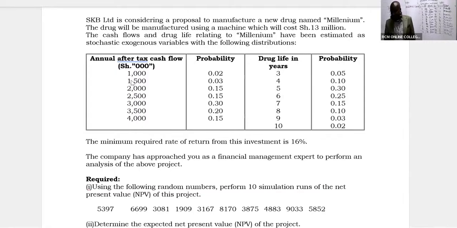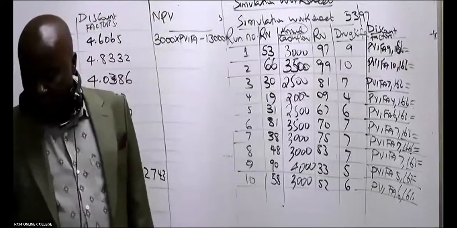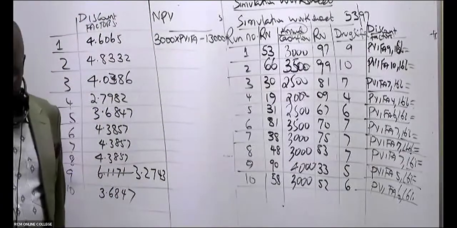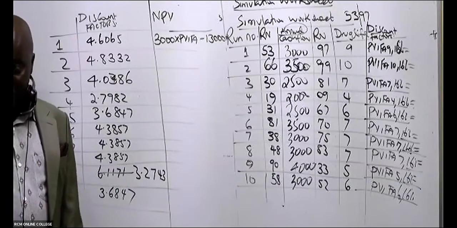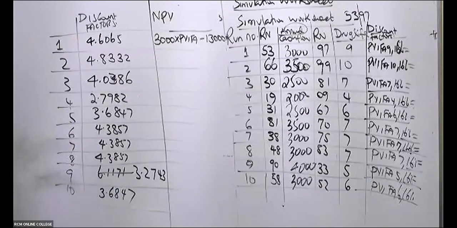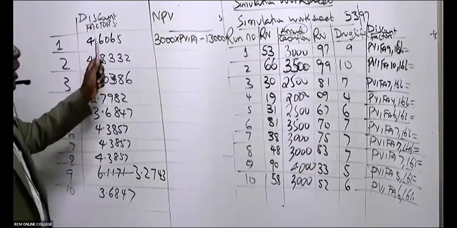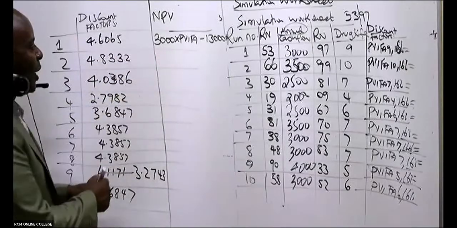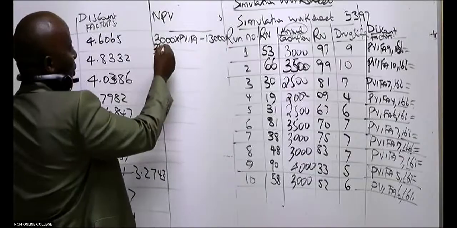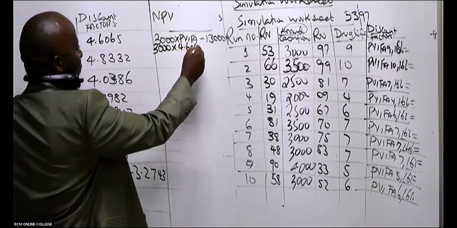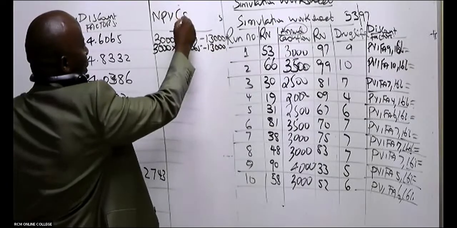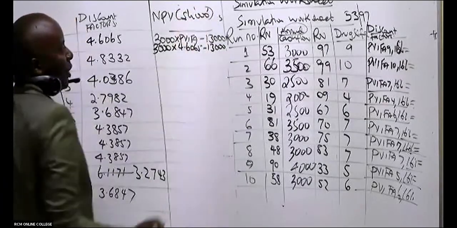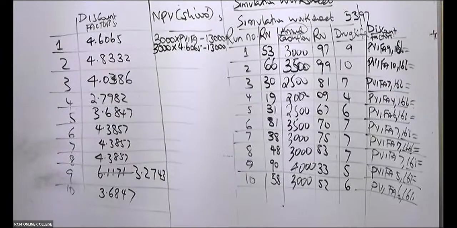So Lincoln is not agreeing with all these figures. Lincoln, are these figures correct? All of them? Check them again. Now they are correct. So for run number 1, I'm discounting the 3,000 times this PV FAR that you now have, which will be 3,000 times 4.6065 minus 13,000. Remember, this will be in shillings thousands. Don't forget to chop 3 zeros from 13 million. So then are you able to give me an answer?